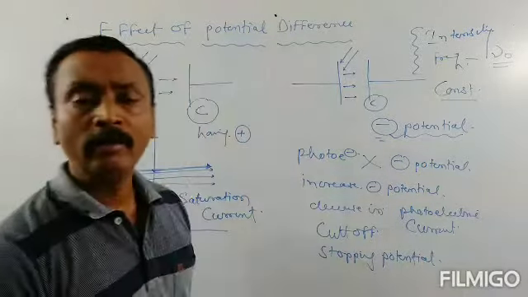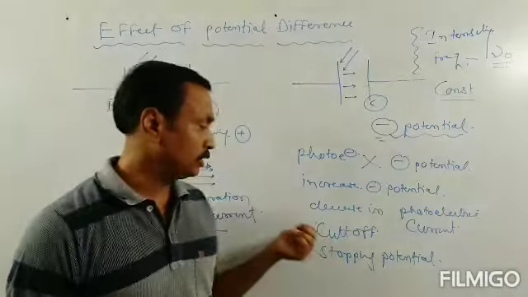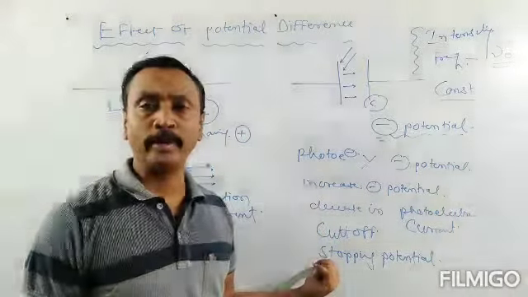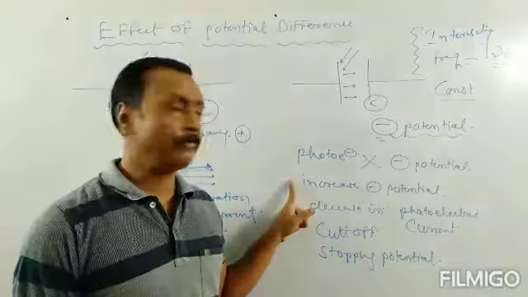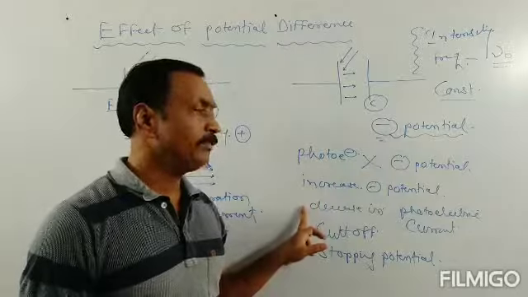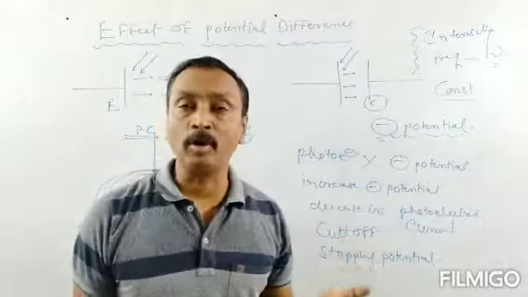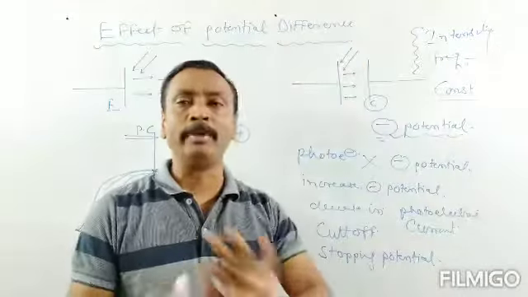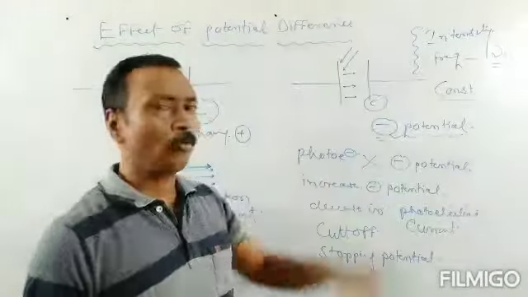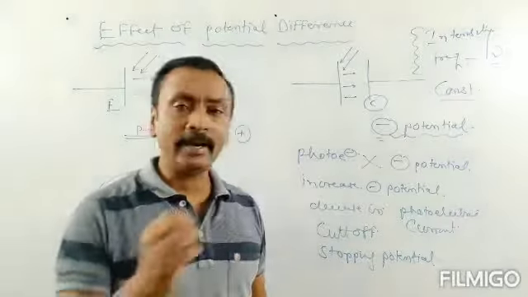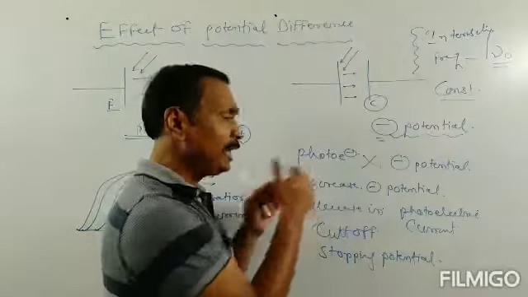This point is called the stopping potential, or the cutoff potential. Let me quickly revise this. If I increase the negative potential, there is a decrease of the photoelectric current, because the photoelectron and the negative potential repel each other. The photoelectrons having the most energy will still be attracted towards the plate.